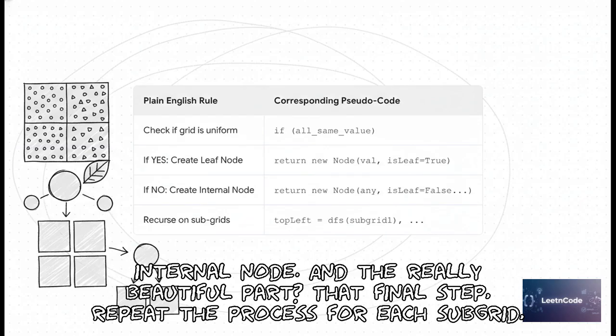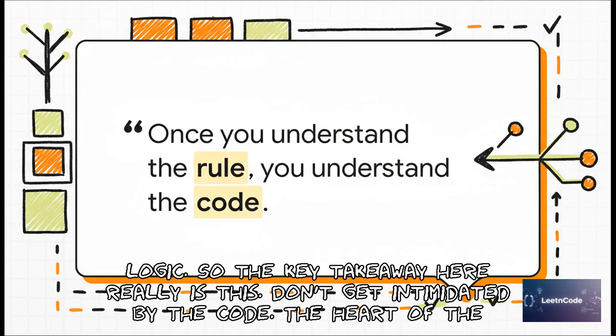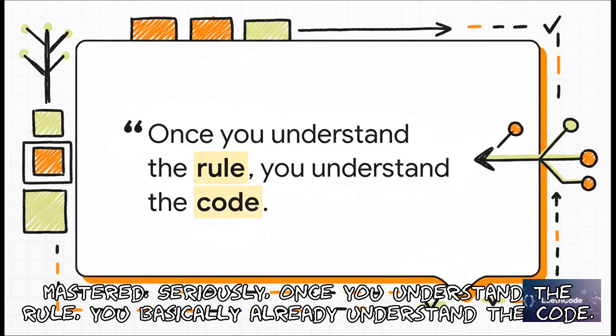And the really beautiful part? That final step, repeat the process for each subgrid, that's just the function calling itself over and over again. The code is a direct translation of our logic. So the key takeaway here really is this. Don't get intimidated by the code. The heart of the solution is just one recursive function that perfectly copies that check-and-divide logic we've already mastered. Seriously, once you understand the rule, you basically already understand the code.